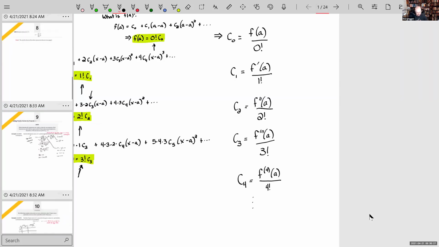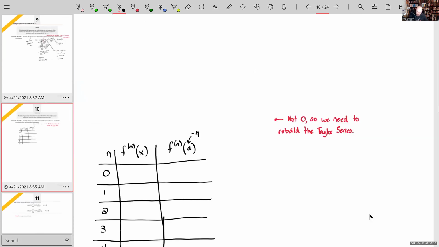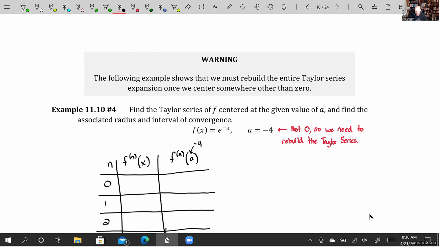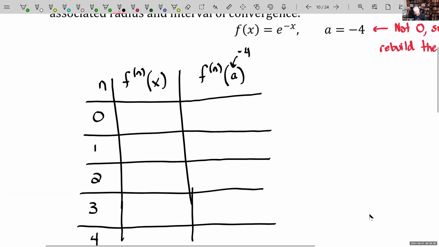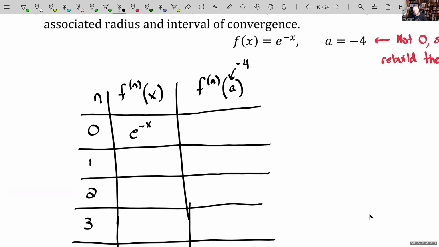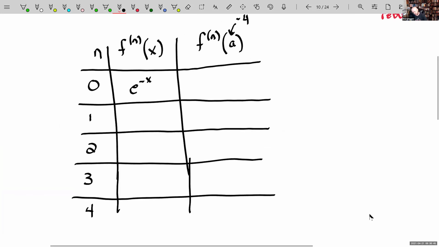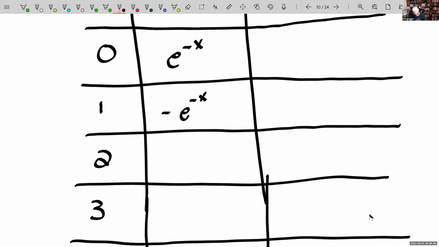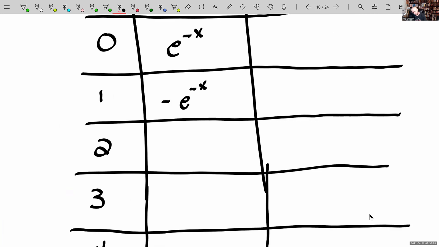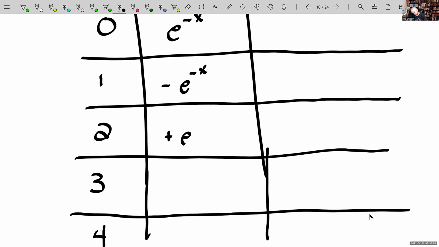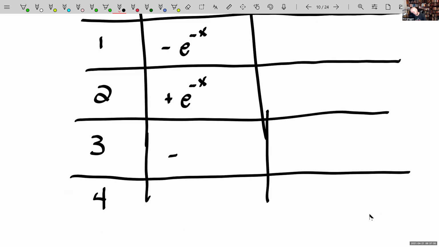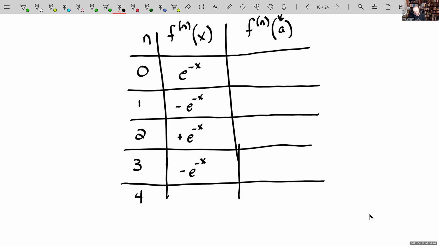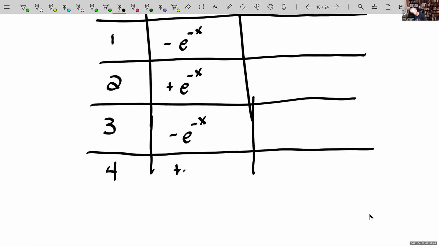Let me go back down to page 10. All right. So the zeroth derivative is always the original function. And then we take the first derivative. The first derivative is going to be a negative e to the negative x. And the second derivative is going to be a negative times a negative, or a positive e to the negative x. And the next derivative will be a negative times a positive, or a negative e to the negative x. You can see, actually, there will be a nice, beautiful pattern here, right? The fourth derivative is a negative times a negative. It's a positive e to the negative x.